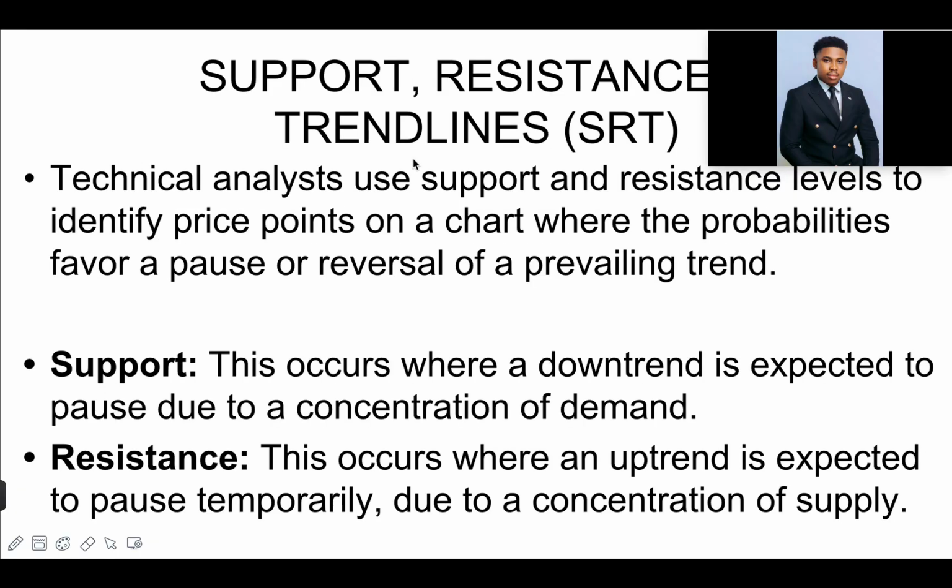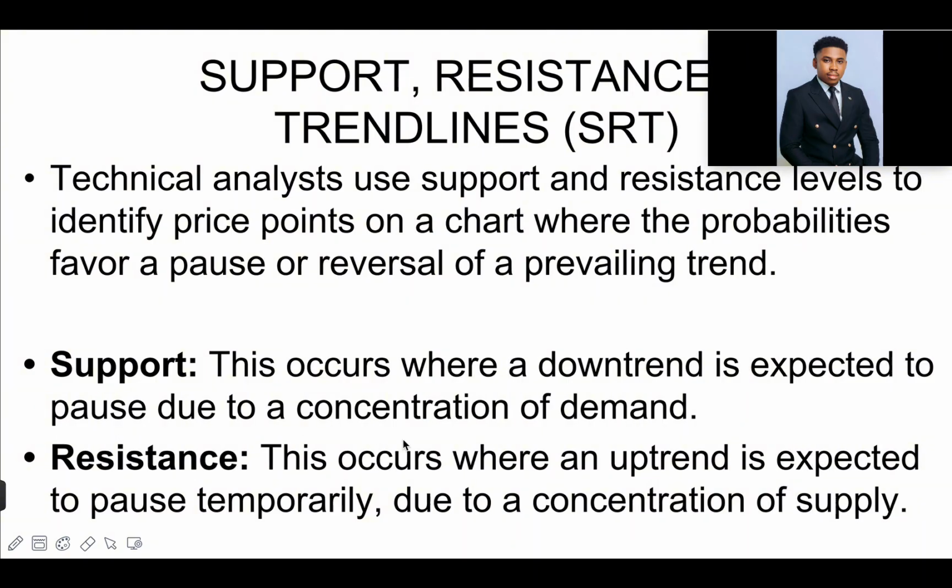Now, let's talk about support, resistance, and trend lines, or SRT. So technical analysts use support and resistance levels to identify price points on a chart where the probabilities favor a pause or reversal of a prevailing trend. So what is support? Support occurs when there's a downtrend, when a downtrend is expected to pause due to a concentration of demand. So it's like it serves as a floor for price.